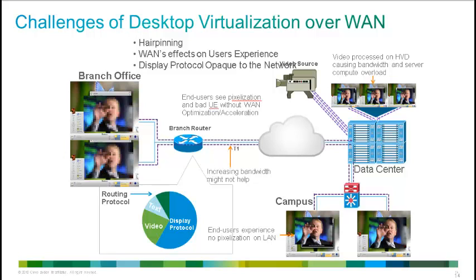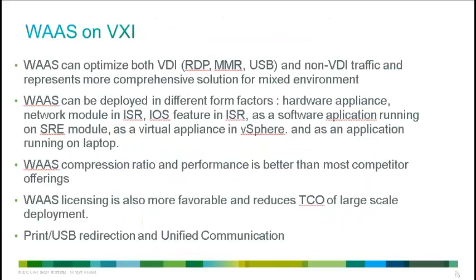Not only that, it will also cause a bandwidth explosion, because the video response coming back on the return pipe will be uncompressed and decoded. So it will increase a lot of traffic on the return path. Without WAN optimization, it's going to be very challenging from a user experience perspective. And let me tell you what Cisco WAN optimization appliances offer from a VXI perspective. From a high-level perspective, Cisco WAN optimization can optimize VDI and non-VDI traffic.